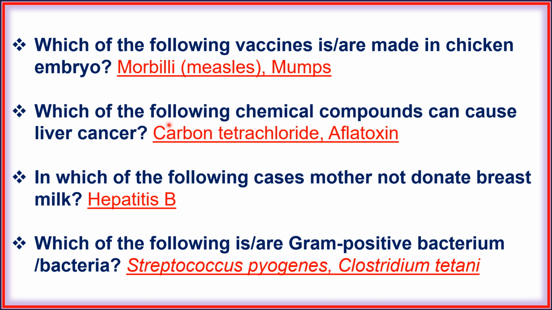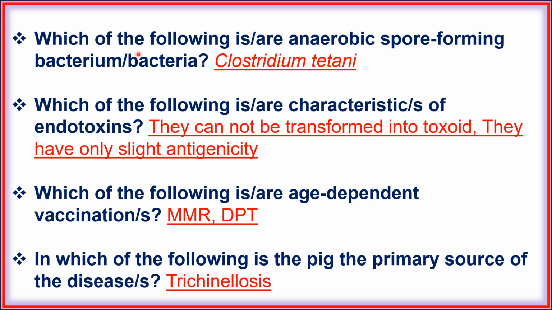Next, which of the following chemical compounds can cause liver cancer? Carbon tetrachloride and aflatoxin. Next, in which of the following cases should a mother not donate breast milk? Hepatitis B. Next, which of the following are gram-positive bacteria? Staphylococcus pyogenes and Clostridium tetani. Next, which of the following are anaerobic spore-forming bacteria? Clostridium tetani.